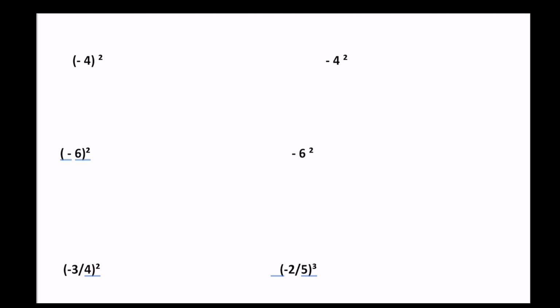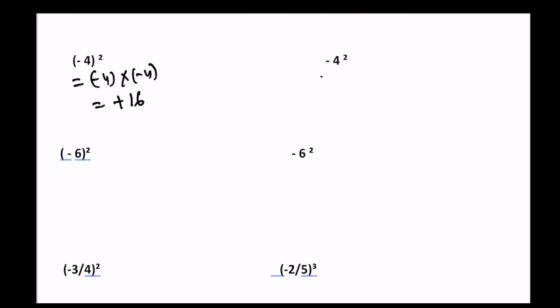Let's talk about the difference between a parenthesis minus 4 whole square versus minus 4 square. As you see, here there's a parenthesis, and here there's a minus, but there's no parenthesis. Now let's talk about what this parenthesis actually means. Minus 4 whole square means minus 4 into minus 4. Minus into minus is plus, 4 into 4 is 16. So parenthesis minus 4 whole square is equal to positive 16.